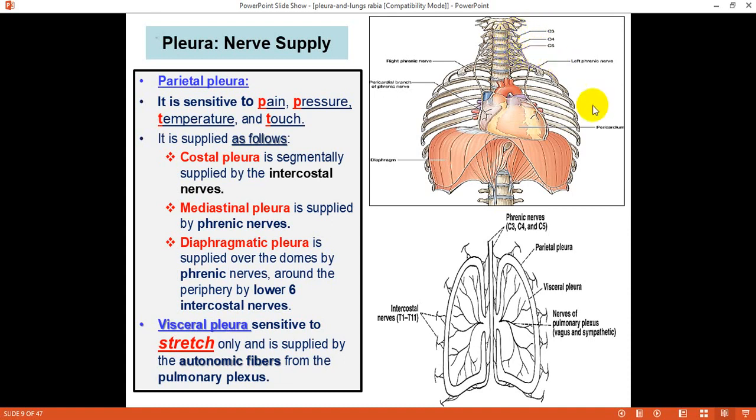Now, as the visceral pleura is supplied by autonomic nerve fibers, it is only sensitive to stretch, and the pain is dull visceral type, while the parietal pleura is supplied by the somatic nerves, and it is going to be sensitive to pain, pressure, touch, temperature, and the pain is also the sharp kind of pain, and it is also referred to the areas which are the dermatomes of the spinal nerves which are supplying the part of the parietal pleura.